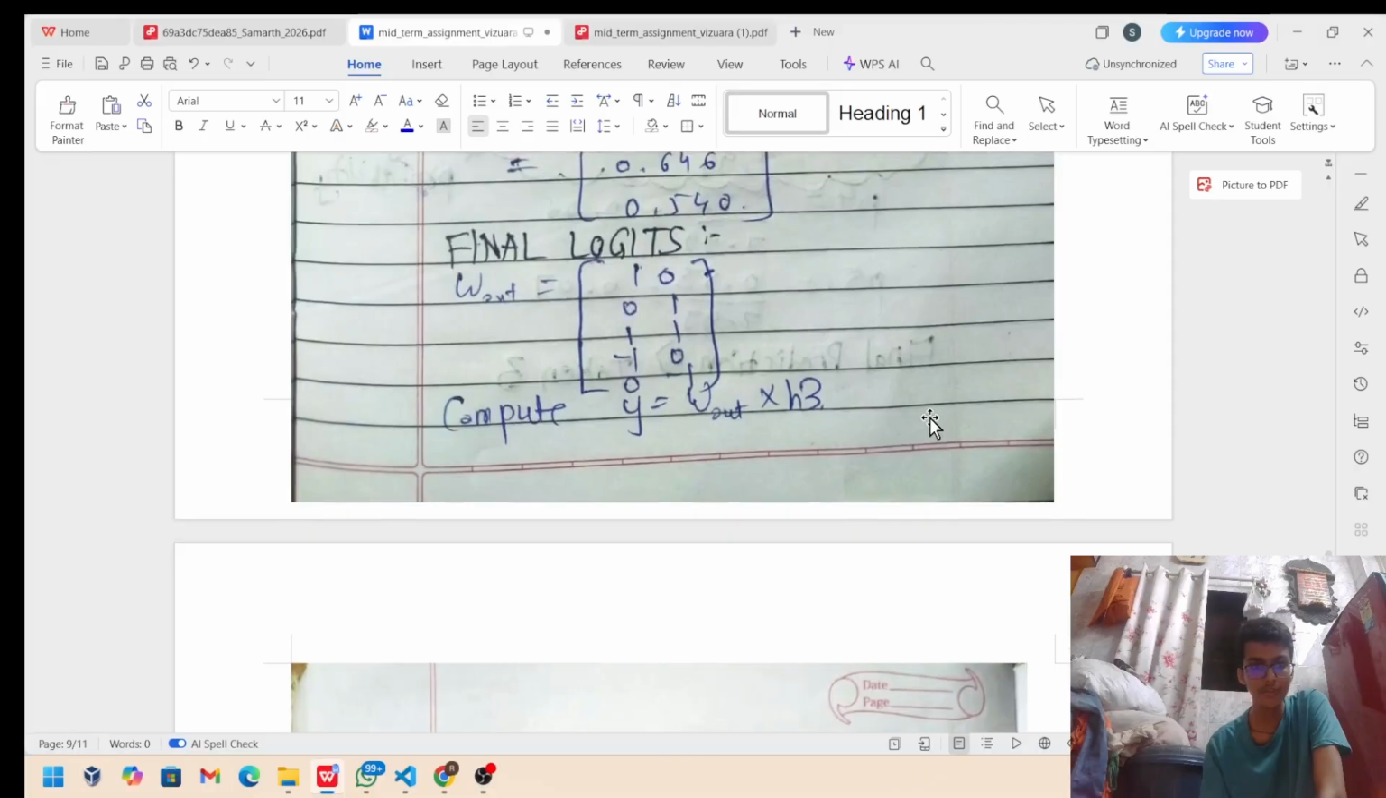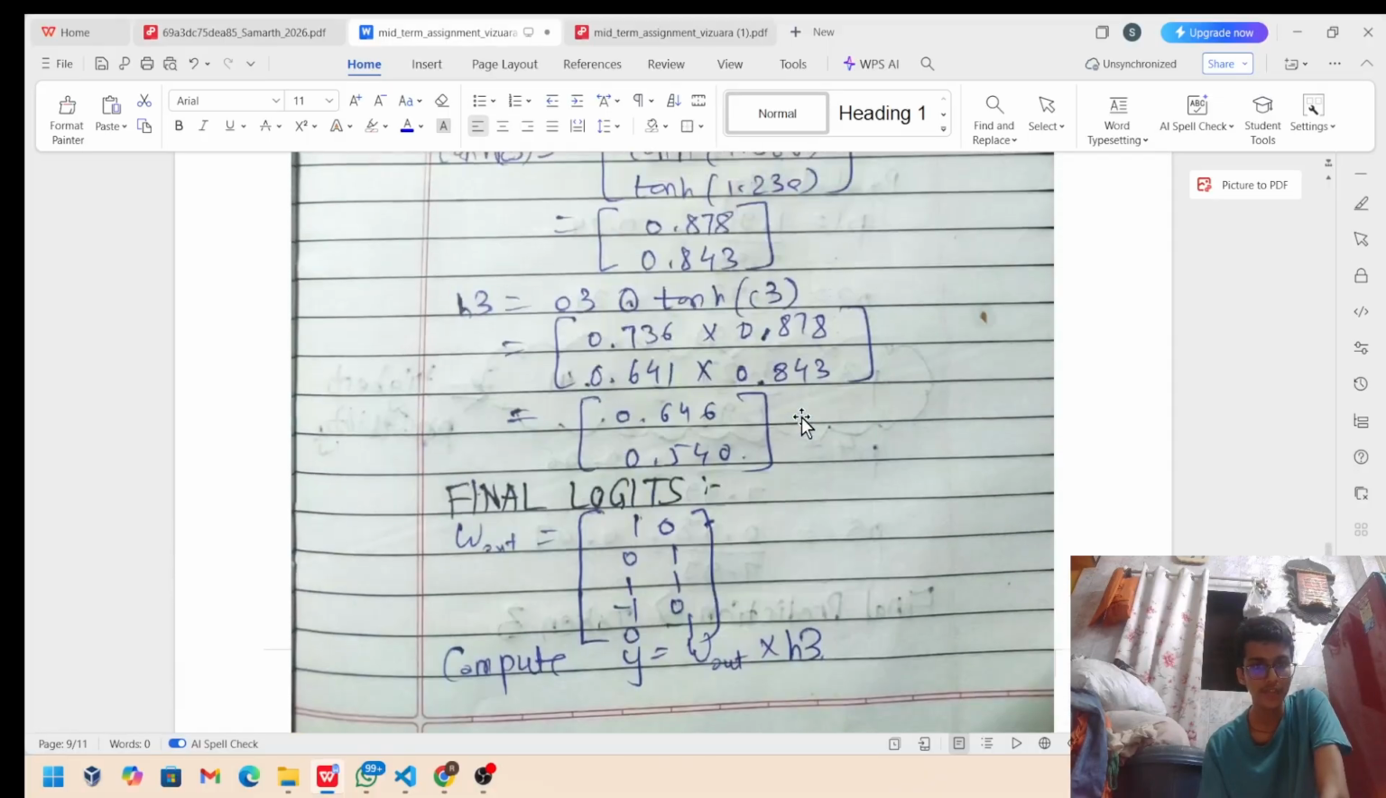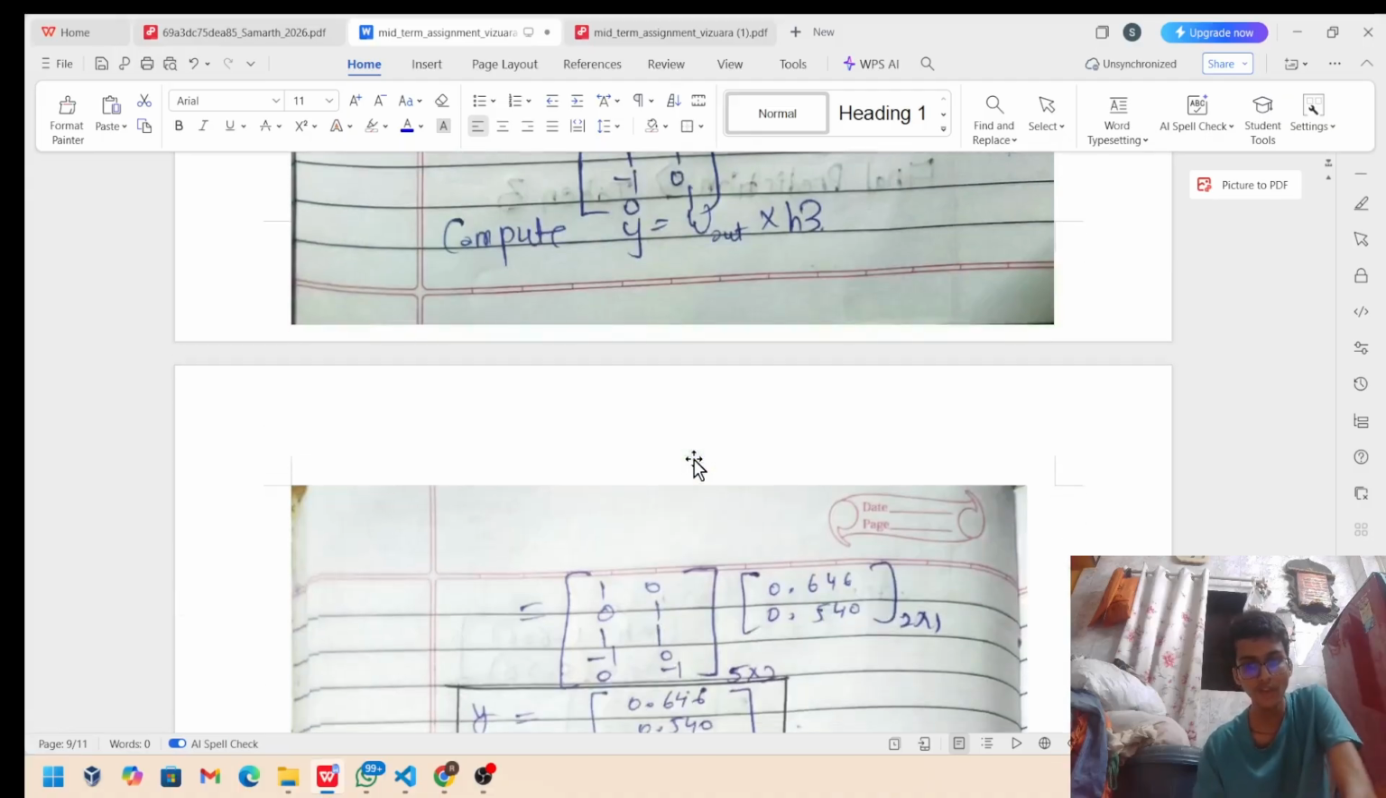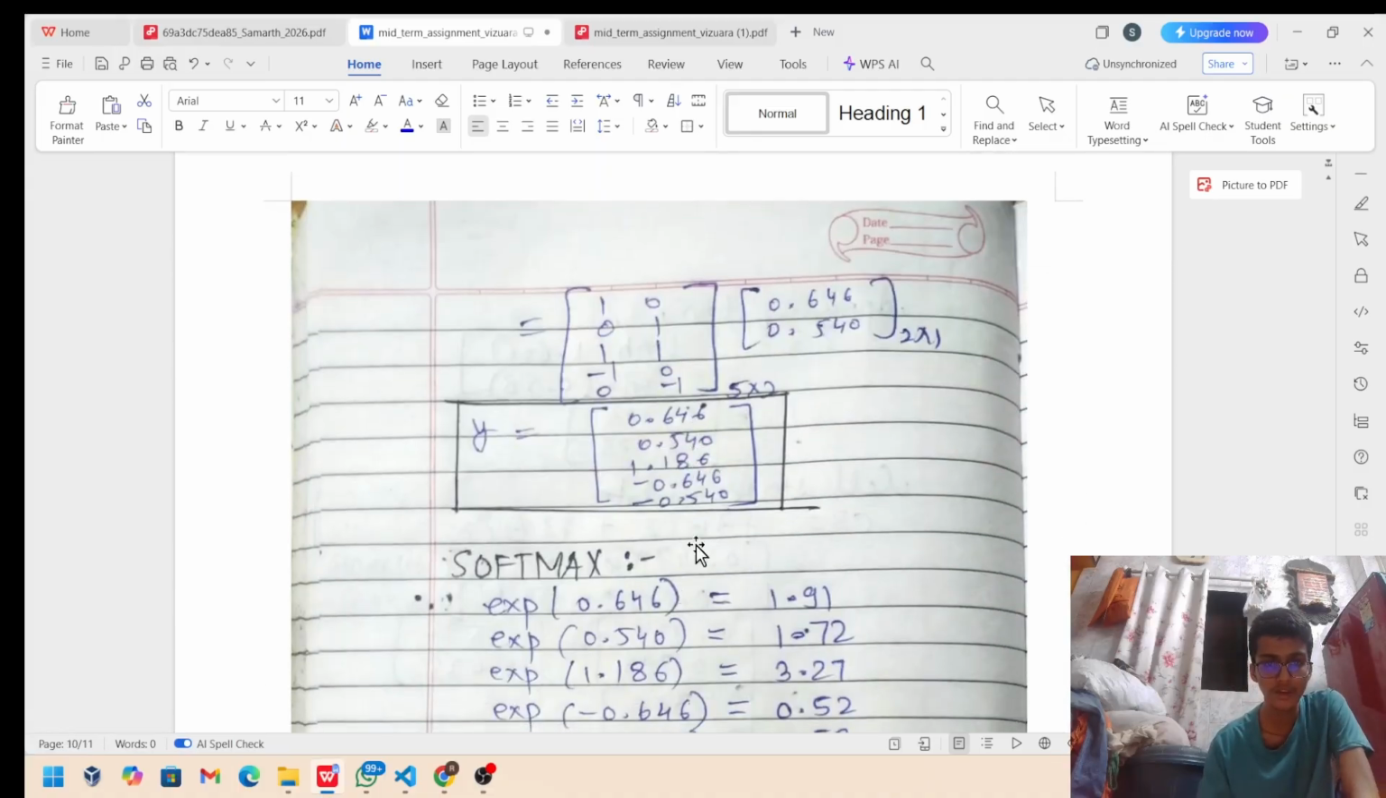And what will be the dimension? So W out is what? 5 rows and 2 columns. H3, H3 is what? 2 rows and 1 column. So it will be 5 cross 1. I think you have understood what I'm trying to say. So this is 5 cross 2, this is 2 cross 1. So we do multiplication. Matrix multiplication will discard the inner dimension. So it will be 5 cross 1. So after doing this, we get the value of y.